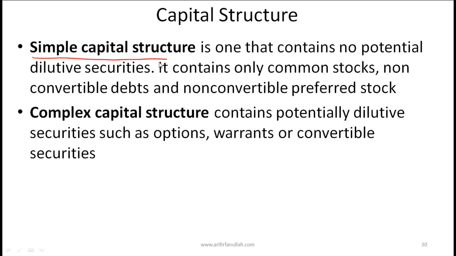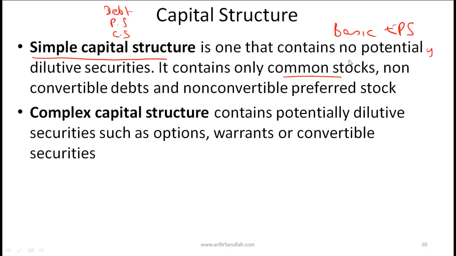So what do we mean by simple capital structure? Capital structure, very briefly, is how a company is financed: the relative proportion of debt, preferred shares versus common shares. A simple capital structure is one that contains no potentially dilutive securities. So in a simple capital structure we'll only have common stocks, non-convertible bonds, non-convertible preferred stock, etc. That would be a simple capital structure where we just calculate the basic EPS.